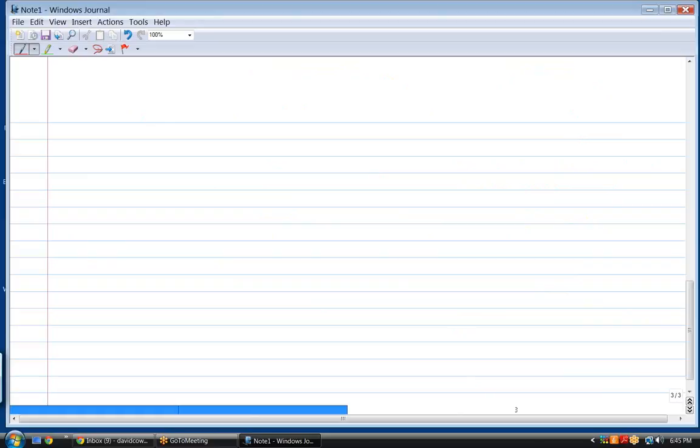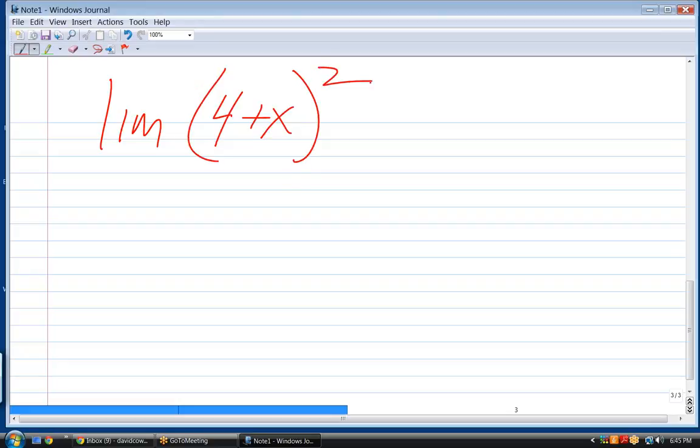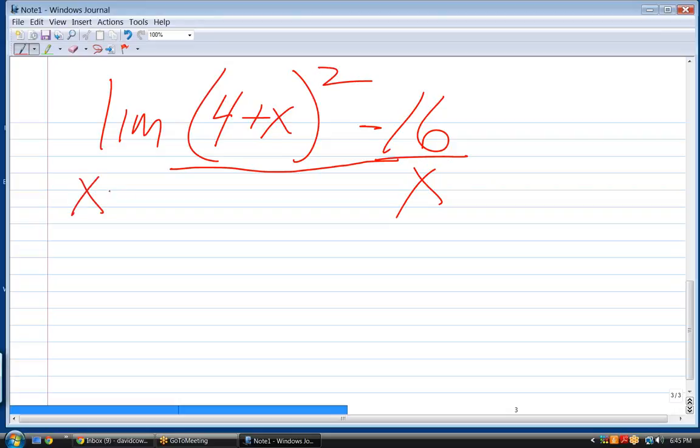What else? This one is the limit of (4 plus x) squared minus 16, all over x, as x approaches 0. Okay. We can see this is going to be a 0 over 0 problem.